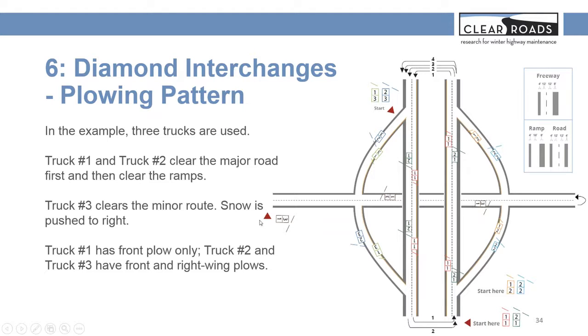For truck number 3, just use the front plow and the wing plow, push snow to the right to clear the minor roads, first eastbound and then turn around to westbound and finish the minor road. So this is very straightforward. So that's the diamond interchange.